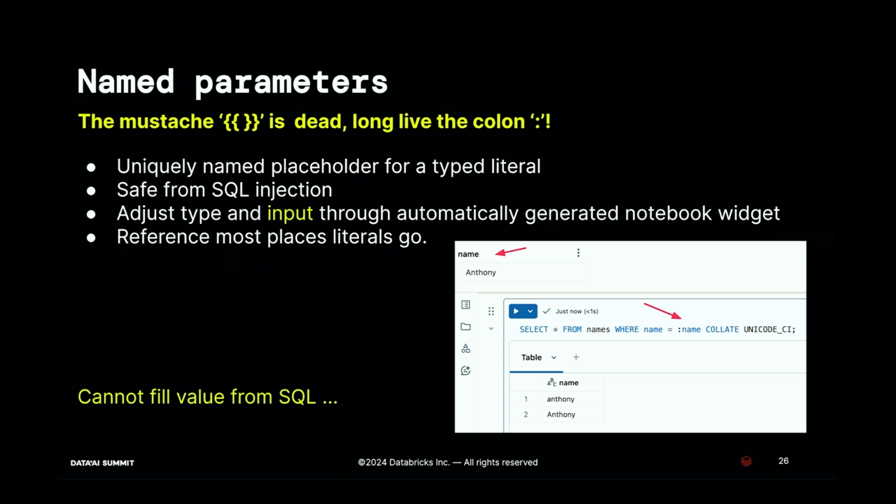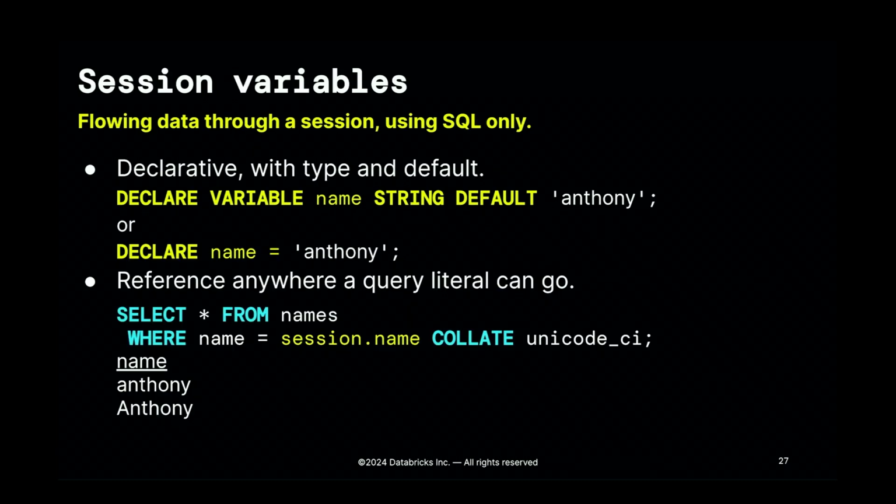So I would really like to have proper variables where I can pass something through. So let's take a look at that. That is a new feature that was added not too long ago. It's called session variables. Session variables allow you to flow data throughout a session. They are declarative, which means you define them with a type. You can even give them a default.